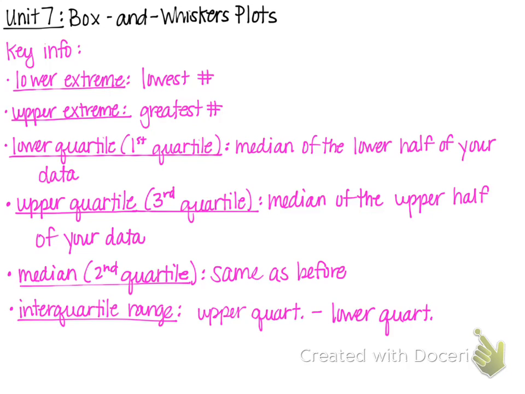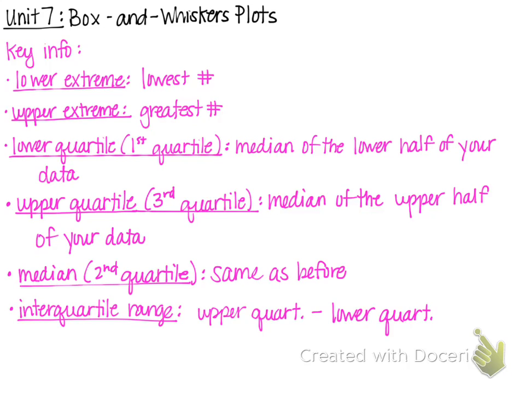And just like lower quartile, we have upper quartile. Your upper quartile is also known as your third quartile, and it is the median of the upper half of your data. So you take from the median over all of your data to your upper extreme, and you find the median between those two numbers.